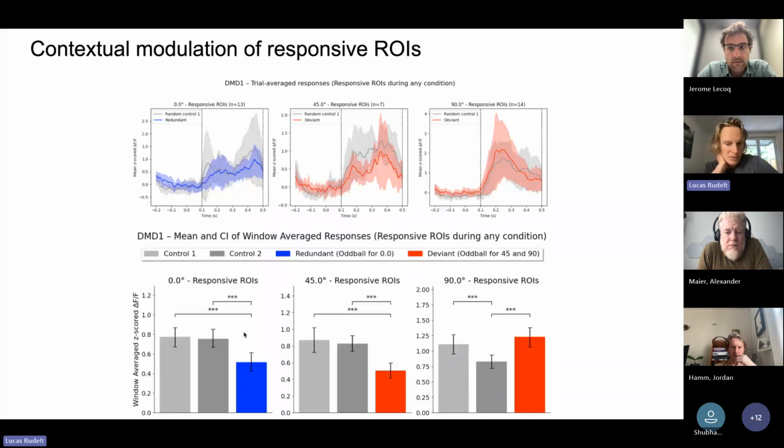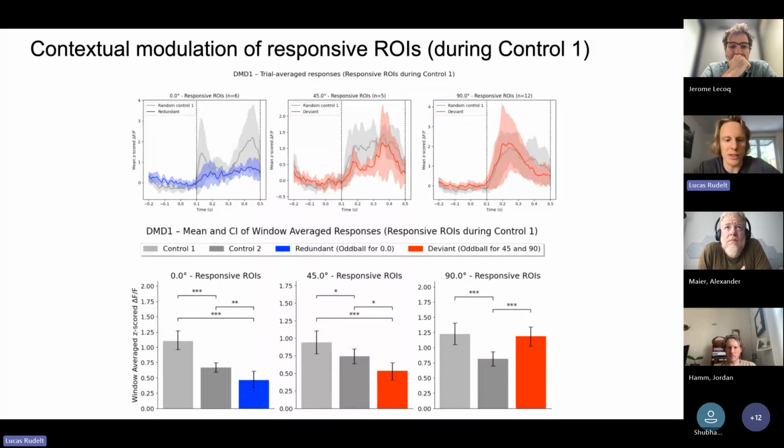So we see this depression. We do not see the same strong enhancement that Jordan sees in his data, at least if we do it like this. Now, what I also did was not using ROIs that are active during any condition, but focusing on ROIs that are active during specific conditions to see how that affects the results.